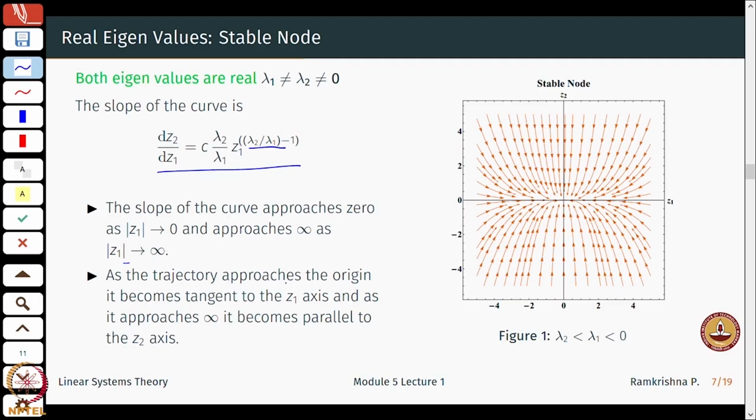So, as the trajectory approaches the origin, it becomes tangent to the Z1 axis. So, if you look at these things, as they approach the origin, they are becoming tangent to the Z1 axis, and away from the origin they will be parallel to the Z2 axis, right, really at infinity. And the second observation is, as it approaches infinity, it becomes parallel to the Z2 axis. You can just plot this for yourself and check.